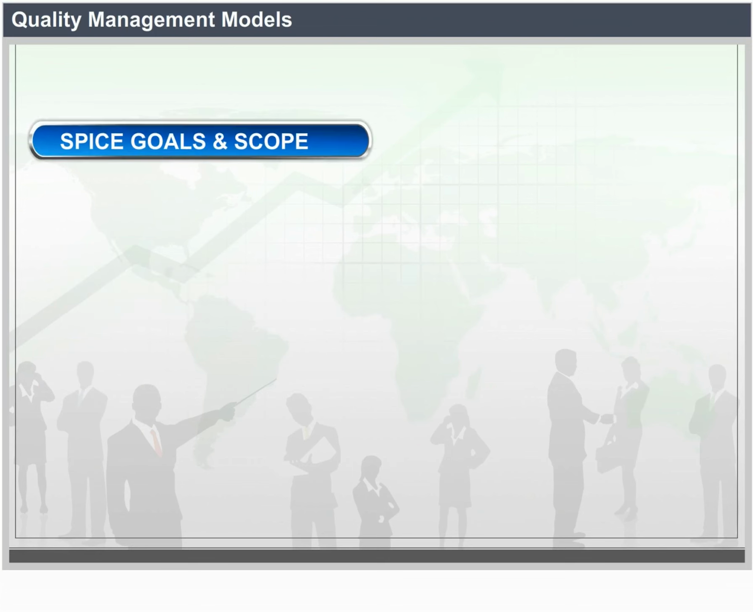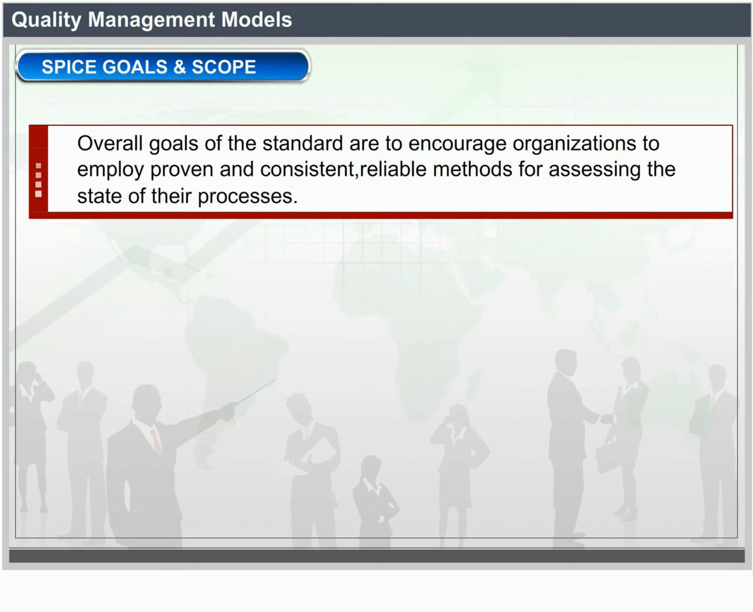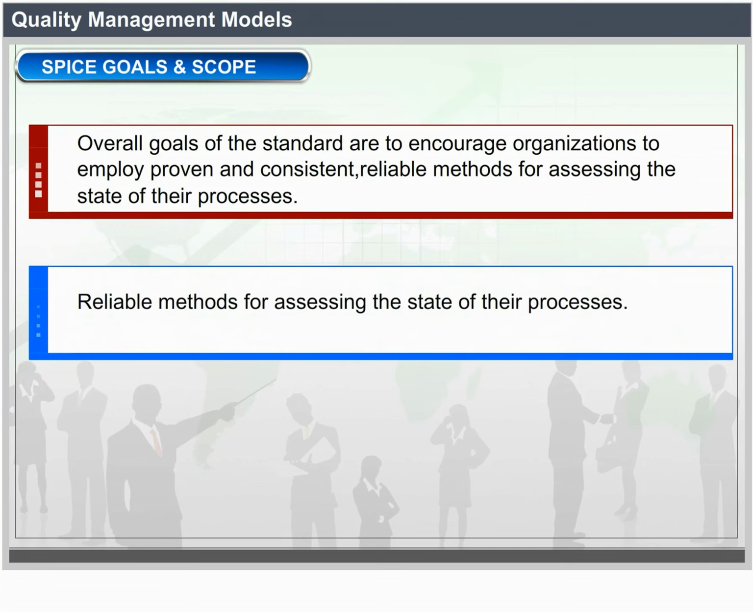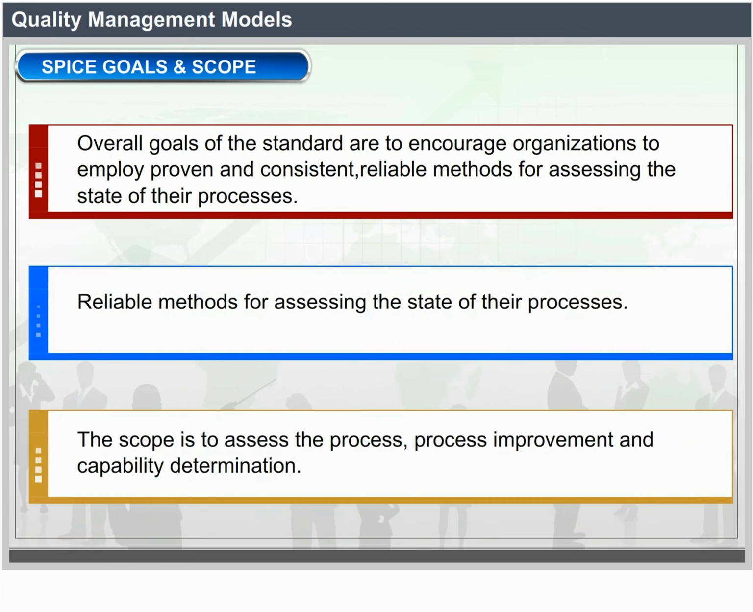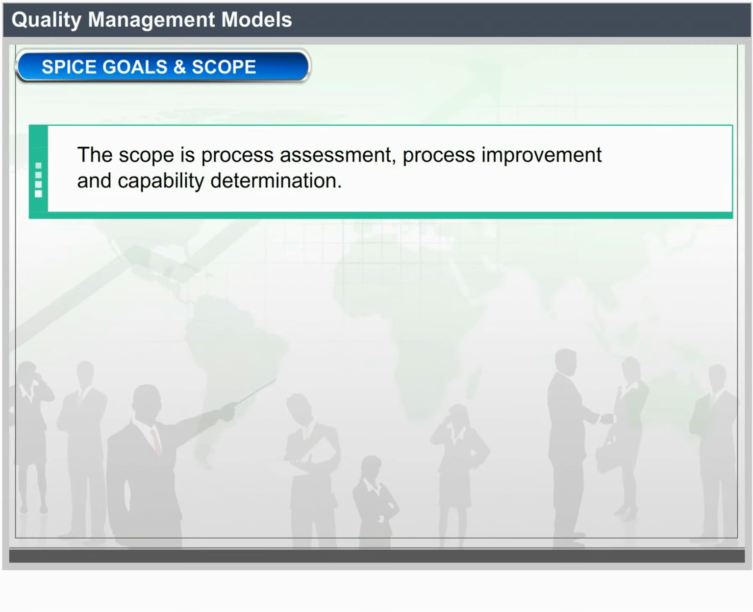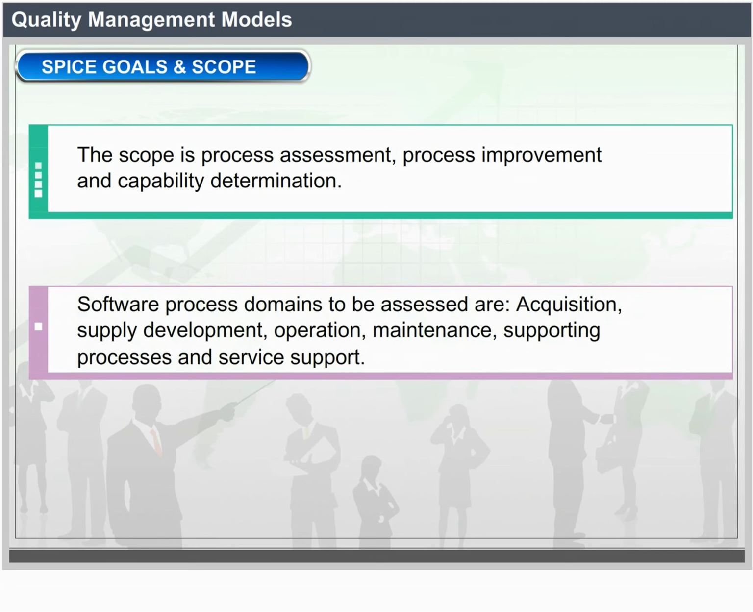Overall goals of the standard are to encourage organizations to employ proven and consistent, reliable methods for assessing the state of their processes, and to use their assessment results as part of a coherent improvement program. The scope is process assessment, process improvement, and capability determination. Software process domains to be assessed are acquisition, supply, development, operation, maintenance, supporting processes, and service support.